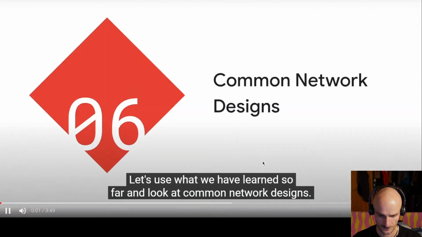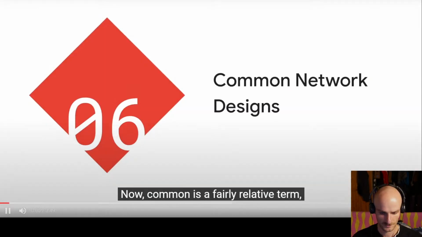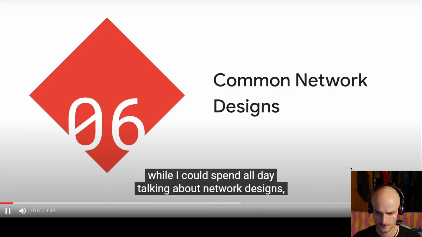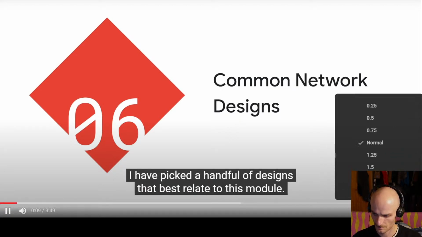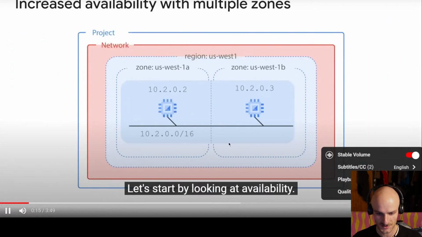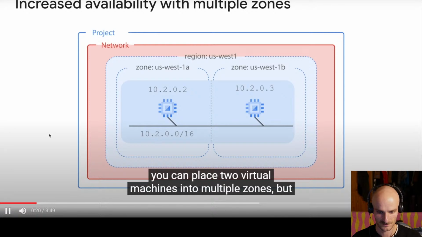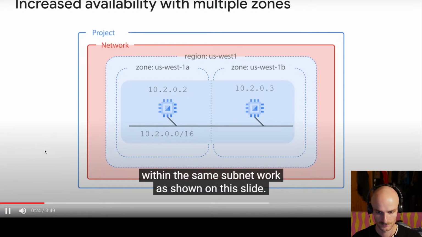Let's use what we have learned so far and look at common network designs. Now, common is a fairly relative term. While I could spend all day talking about network designs, I have picked a handful of designs that best relate to this module. Let's start by looking at availability. If your application needs increased availability, you can place two virtual machines into multiple zones, but within the same subnetwork as shown on this slide.